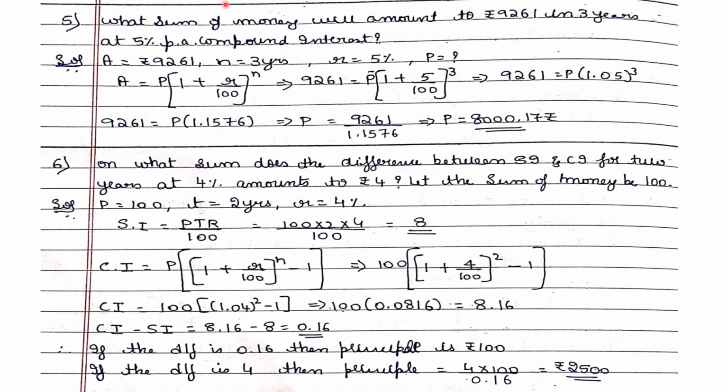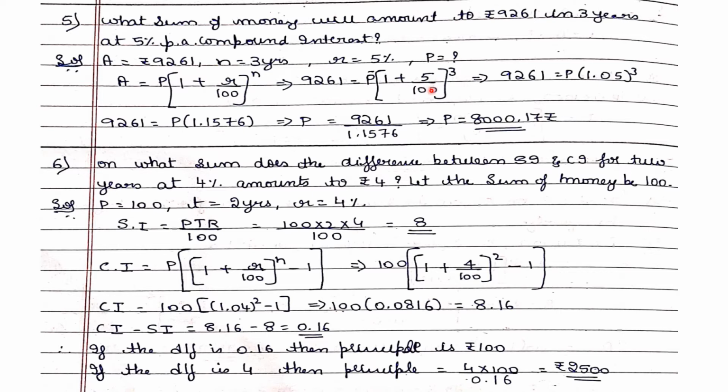Next problem. What sum of money will amount to 9,261? Here they are giving the amount value, which will amount to 9,261. So amount is 9,261. 3 years is nothing but n is equal to 3. 5% is the rate of interest. So you have to find out the principal value. Put the same formula, apply the same formula. A is equal to P into 1 plus R by 100 to the power of n. So amount value is 9,261, and the principal you have to find out, with 1 plus 5 by 100 to the power of 3.